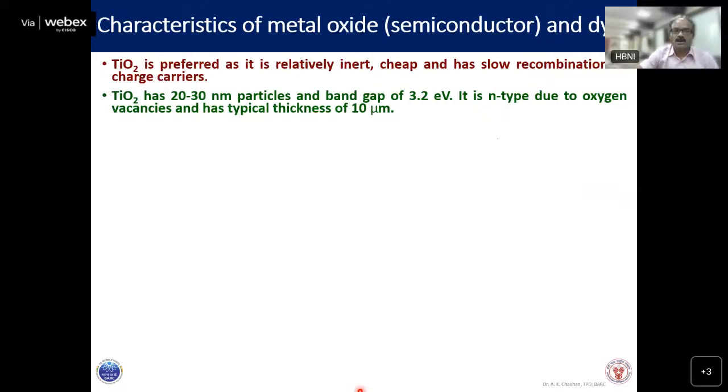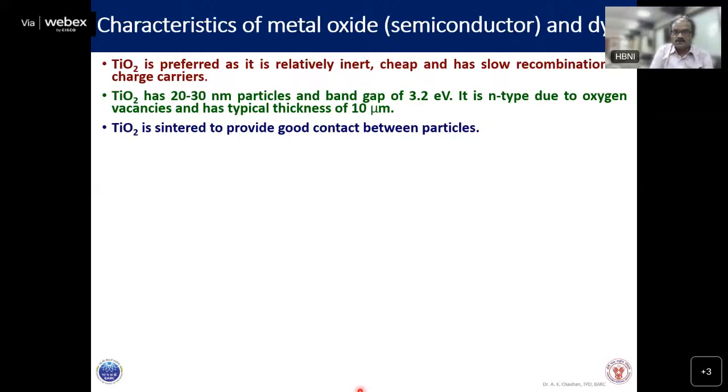DSSC. Now, the characteristics of this semiconductor and dye: TiO2 is preferred as it is relatively inert, cheap, and has low recombination of the charge carriers. TiO2 has 20 to 30 nanometer particles and a band gap of 3.2 electron volt. So if you see 3 electron volt, where does it fall? It falls in the semiconductor region only. And it is N-type due to the oxygen vacancies and has a typical thickness of 100 micron.